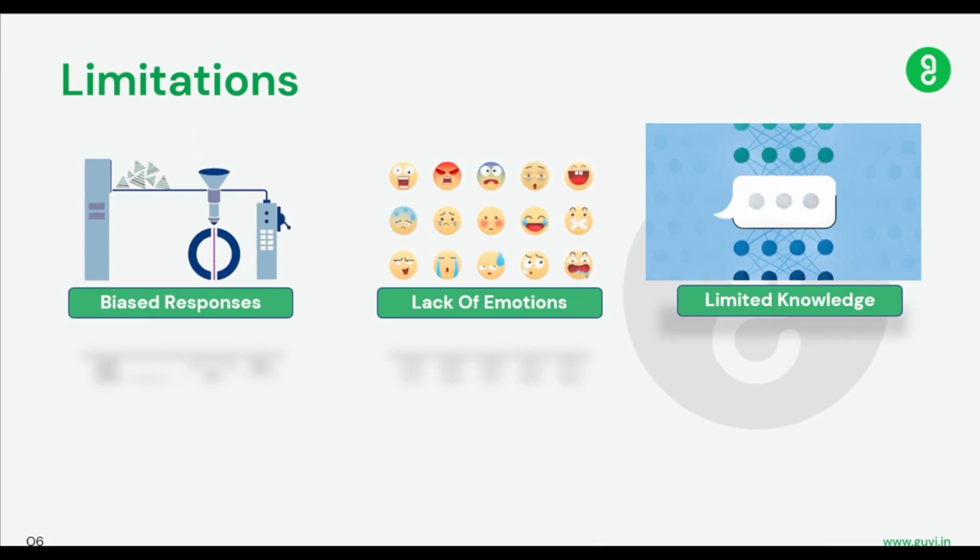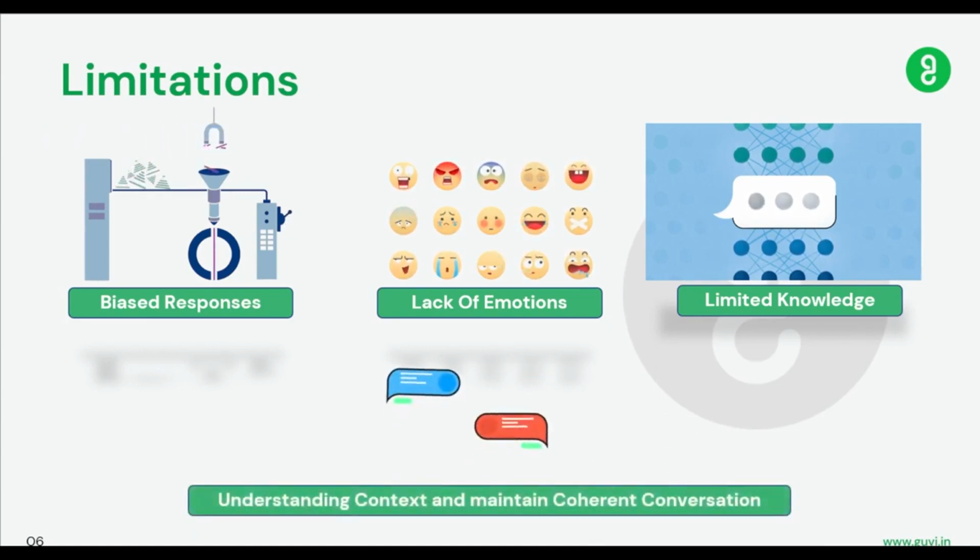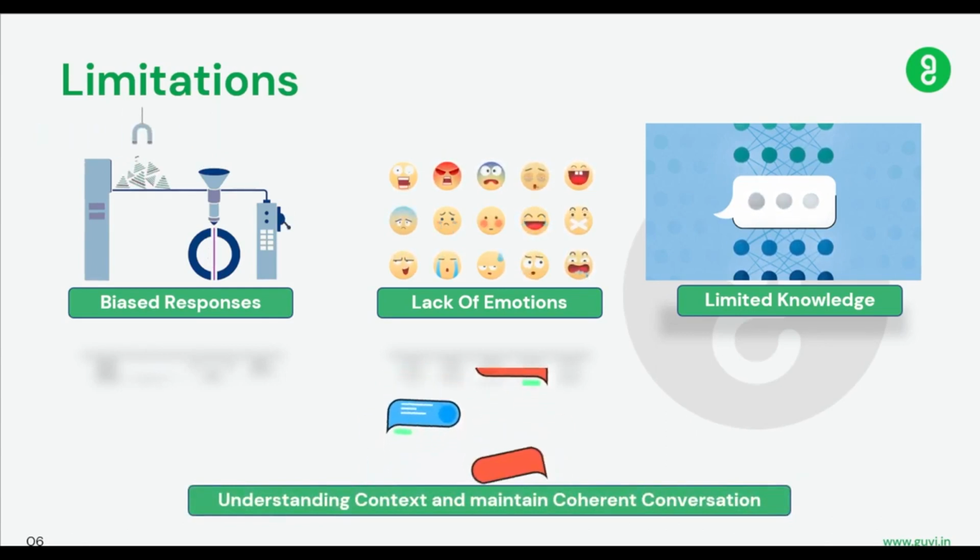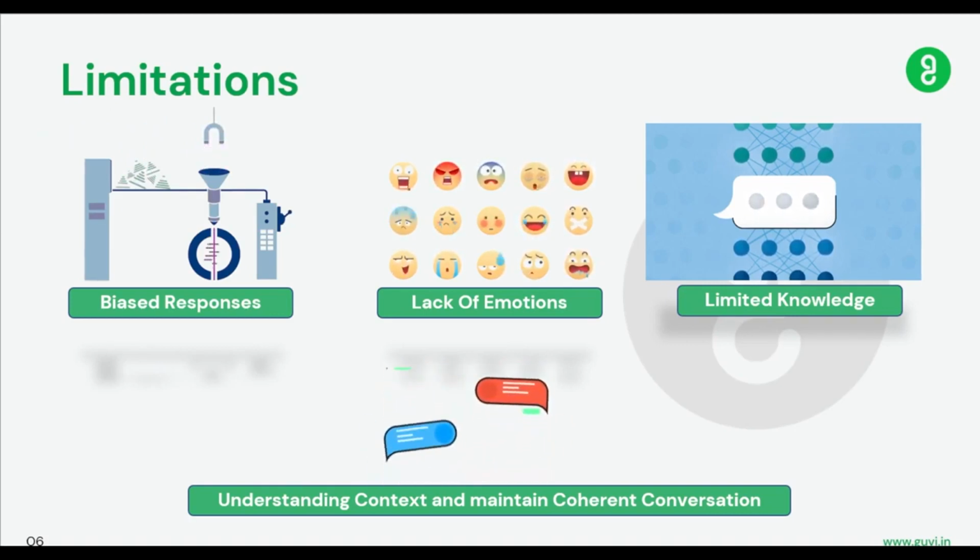At the same time, the biggest limitation of all is that it has an inability to understand context and to maintain a coherent conversation. ChatGPT may struggle with understanding the context of a conversation, thus leading to responses that are irrelevant or inappropriate. Because although it may create some natural sounding responses, it may struggle with maintaining a conversation over a long period of time.